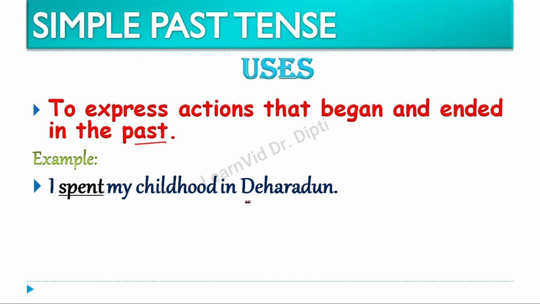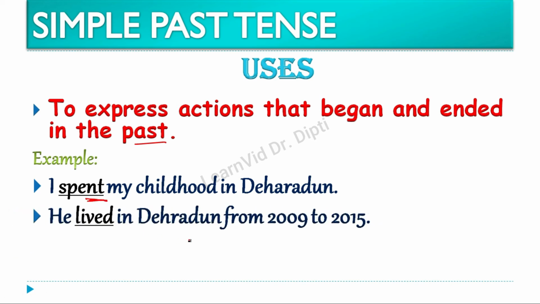I spent my childhood in Dehradun. Now in this friends you observe कि ये action शुरू भी और end भी past में ही हुआ है, तो इसीलिए यहाँ पर ये simple past tense का example होगा. Now one more example. He lived in Dehradun from 2009 to 2015. Now this action, this time is in the past. So this action began and ended in the past. So he lived in Dehradun from 2009 to 2015. So this is again an example of a simple past tense.